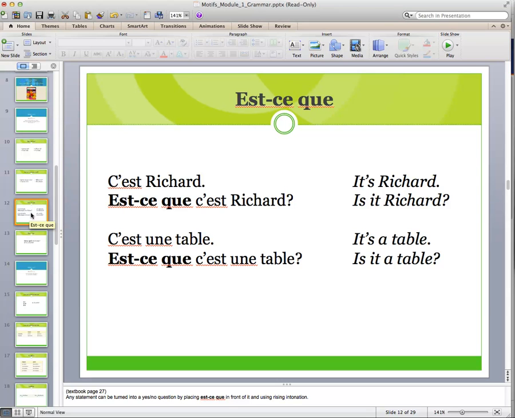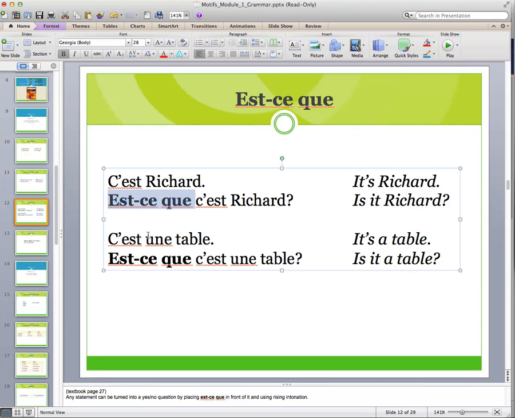If I want to ask a question with an is it start off, I can turn any sentence into that question by simply putting est-ce que at the beginning of it. For example, est-ce que c'est Richard? Is it Richard? Est-ce que c'est une table? Is it a table? My normal sentence here would be c'est Richard. It's Richard. Or c'est une table. It's a table.